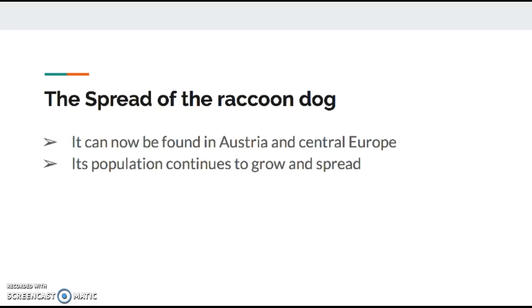The spread of the raccoon dog. It can now be found in Austria and Central Europe, and its population continues to grow and spread.